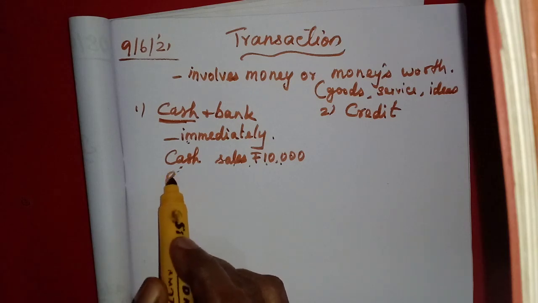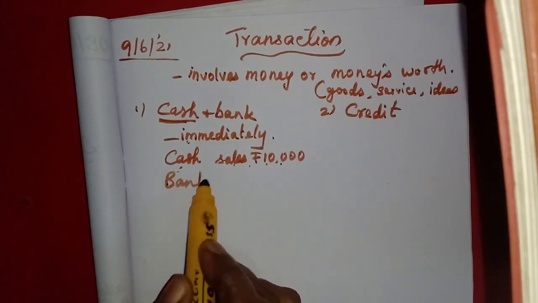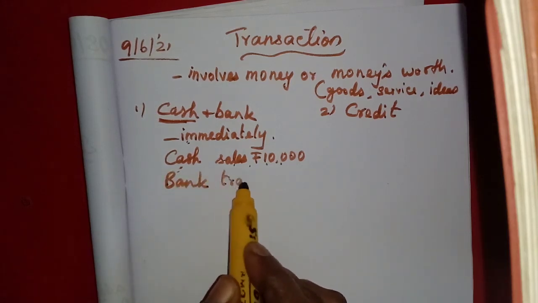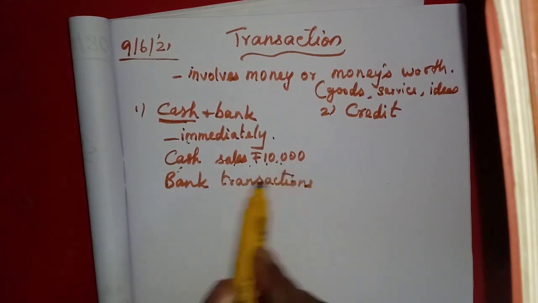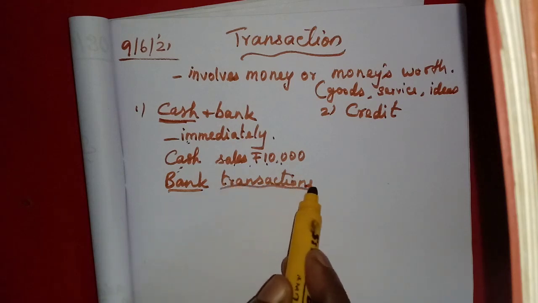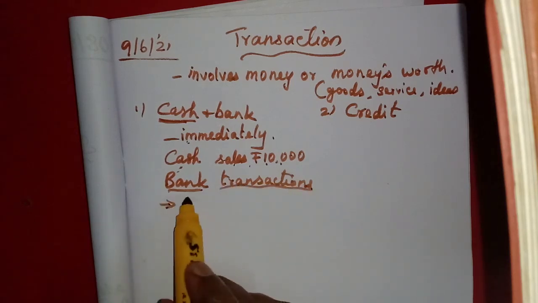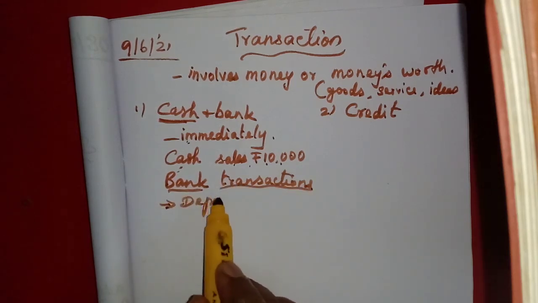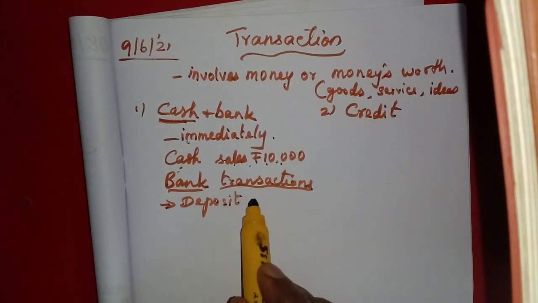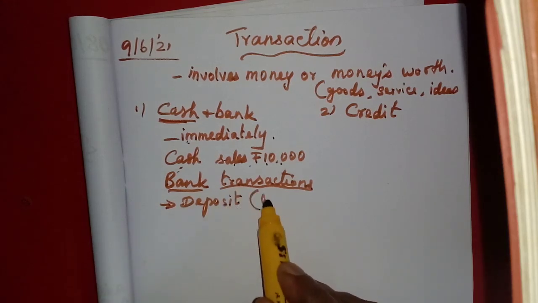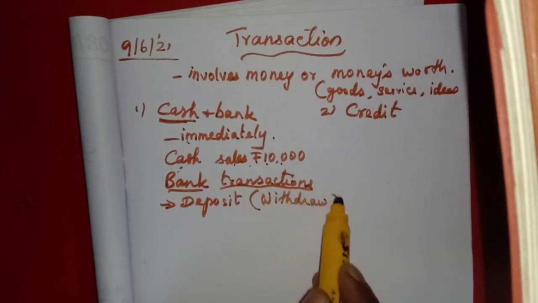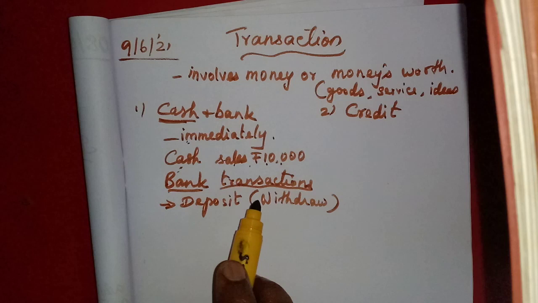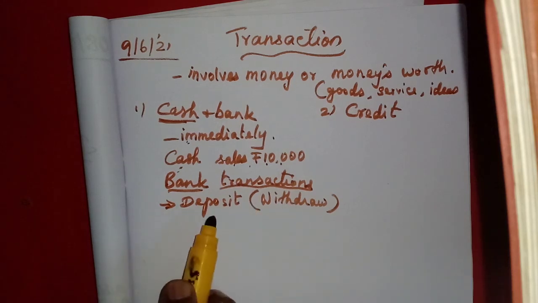Now we should learn something about bank transactions. Many bank transactions take place. For example, we open a bank account and every time we may deposit money. The opposite is that we may withdraw money from the bank. All these are bank transactions, withdrawal of money or deposit of money into the bank.